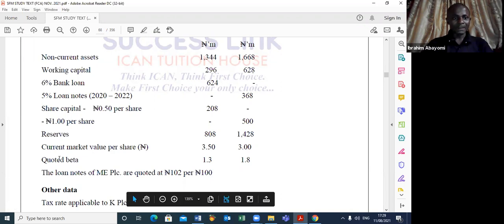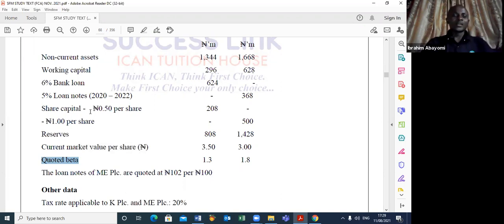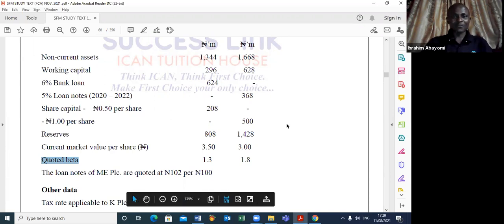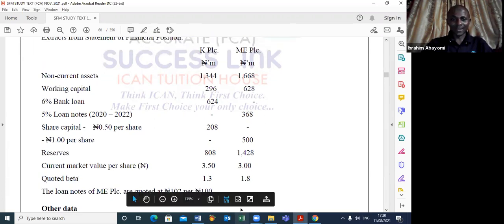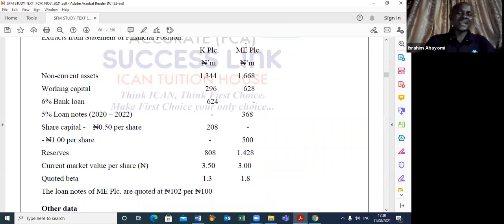Okay, look at the beta here. The question did not tell you whether it is equity beta or asset beta. How will I know? Now, this beta here, we said Marine Engineer is our proxy. Which one is for Marine? The second one here. So look at the beta. I don't know whether that 1.8 is equity beta or asset beta. How will I know? I will go and look at the information of MEPSC.